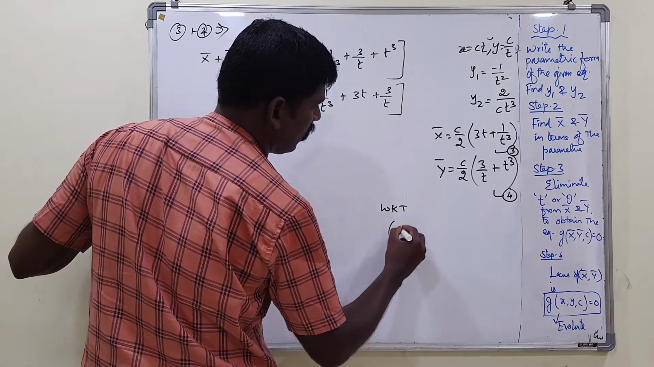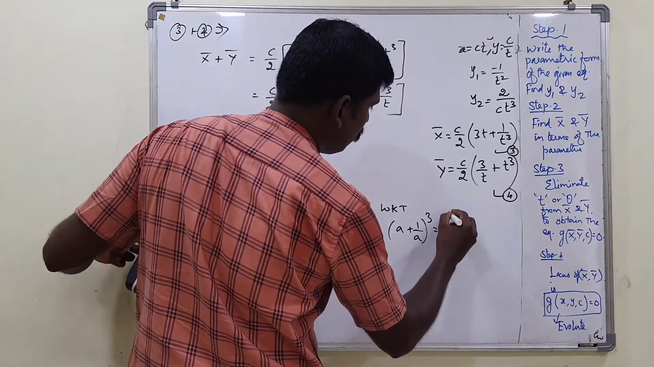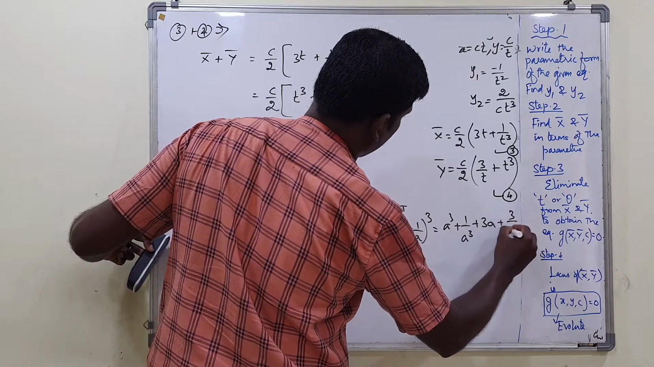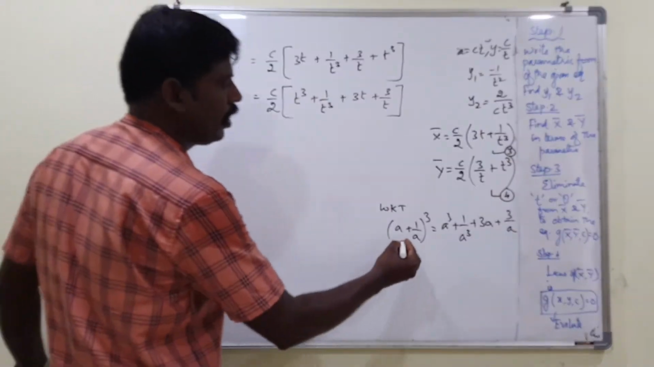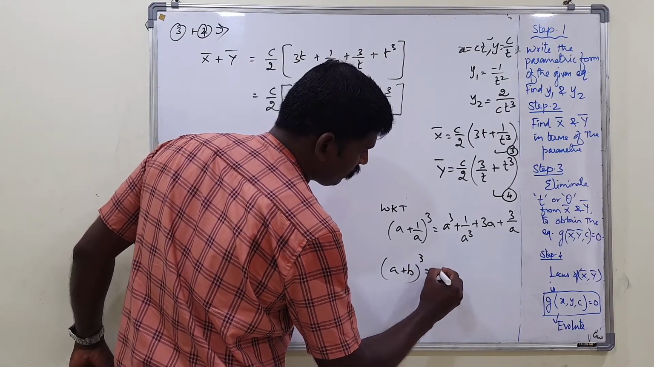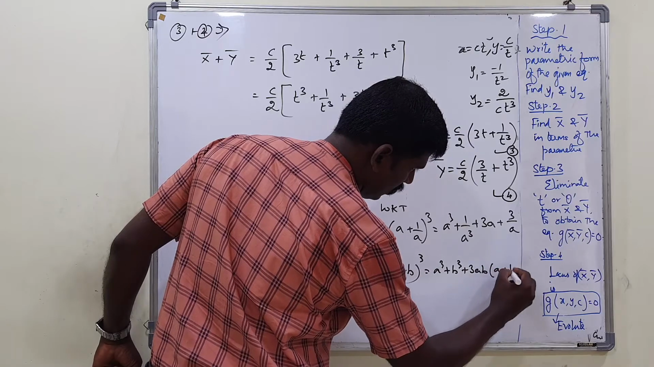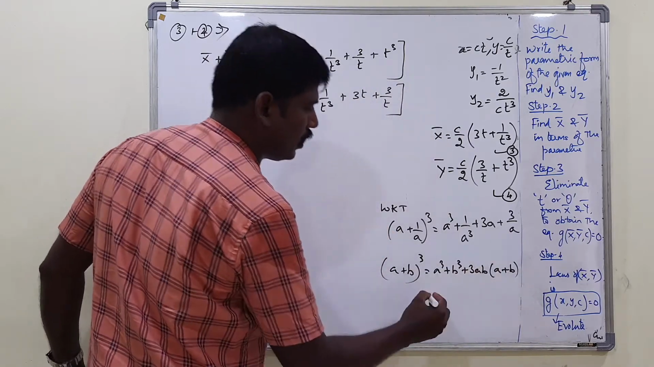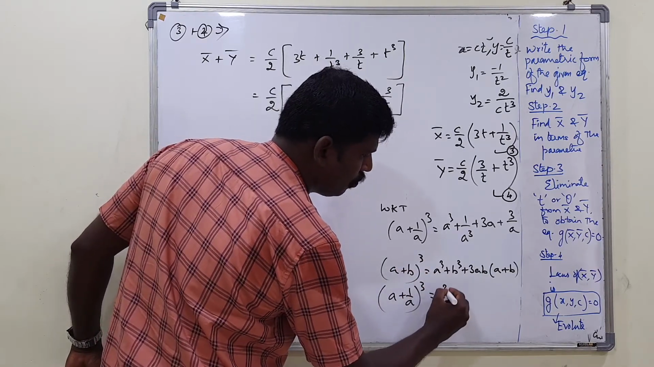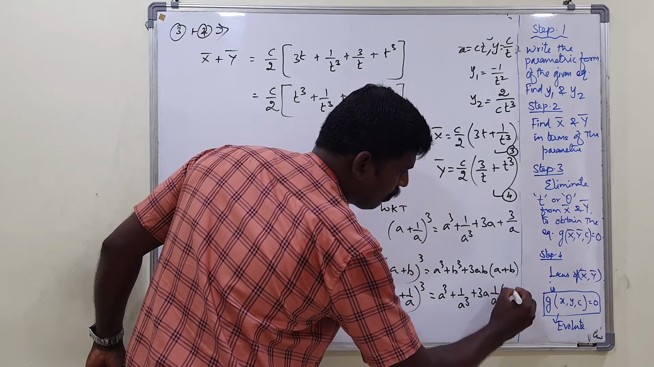We know the formula for a plus 1 by a the whole cube: a cube plus 1 by a cube plus 3a plus 3 by a. This formula is obtained from the a plus b whole cube formula. What is the formula for a plus b the whole cube? a cube plus b cube plus 3ab into a plus b. By replacing b by 1 by a, you can get this answer. So a cube plus 1 by a cube plus 3a into, what is b, 1 by a, into a plus 1 by a.